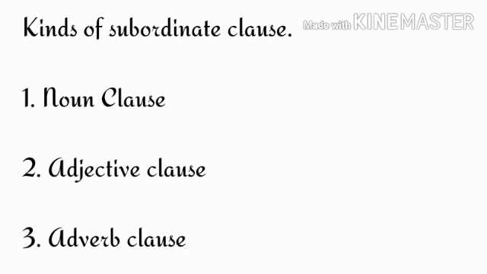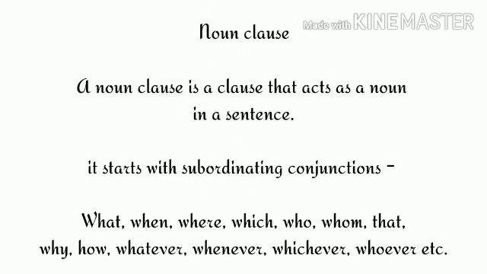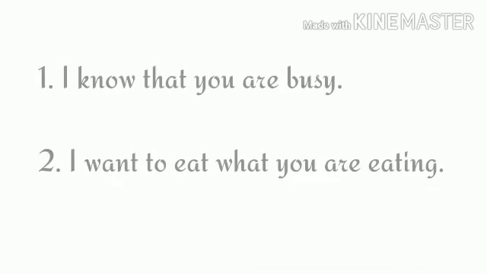As a subordinate clause can act as a part of speech in a sentence, it can be categorized as noun clause, adjective clause and adverb clause. So let us begin with the noun clause. A noun clause is a clause that acts as a noun in a sentence. We already know that we identify a noun by asking the question what or who. A noun clause always starts with a conjunction like what, when, where, which, who, whom, that, why, how, whatever, whenever, whichever, whoever, etc.